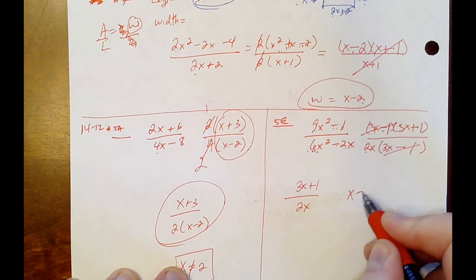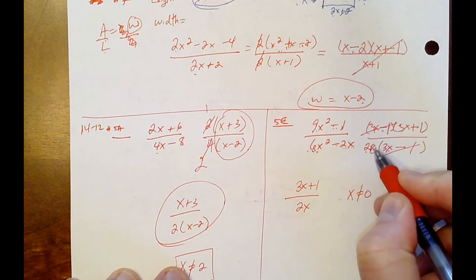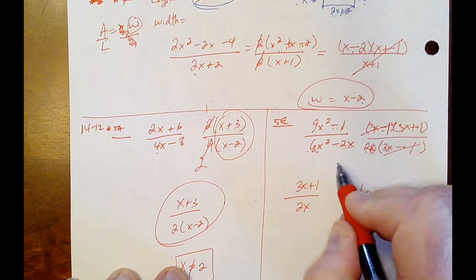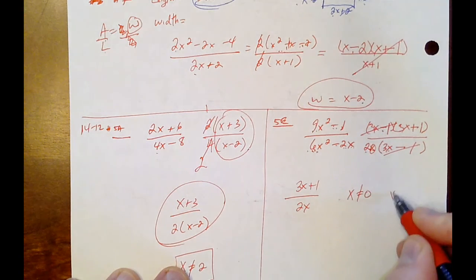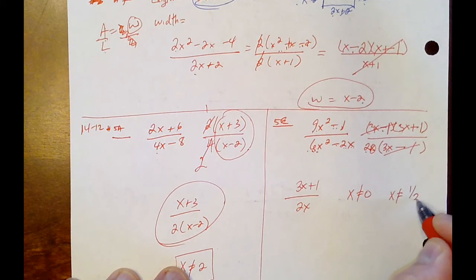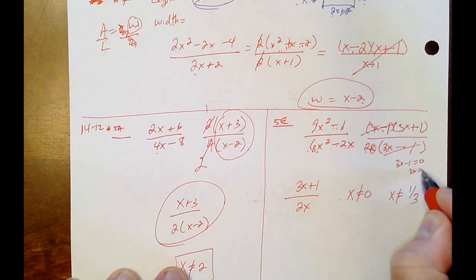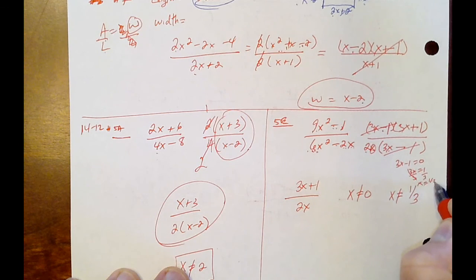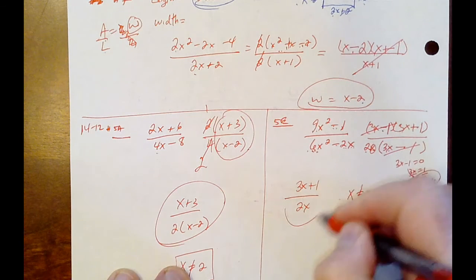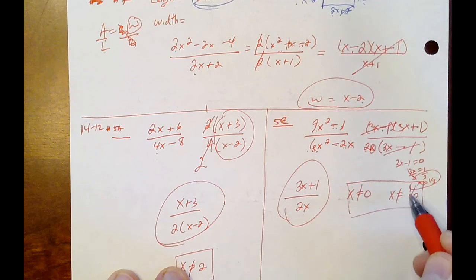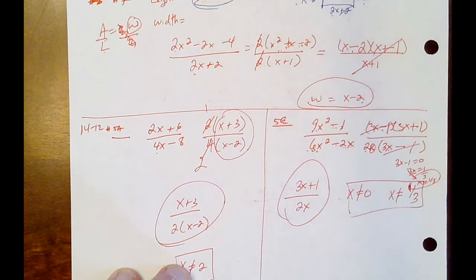The x can't be 0, because if I put 0 here, 2 times 0 is 0, and the whole bottom becomes 0. But x also can't be 1/3, because if I take 3x minus 1 and quickly do that, add 1 to both sides, divide by 3, I get 1/3 is the undefined value. So there's my answer, as long as x isn't 0 or 1/3.